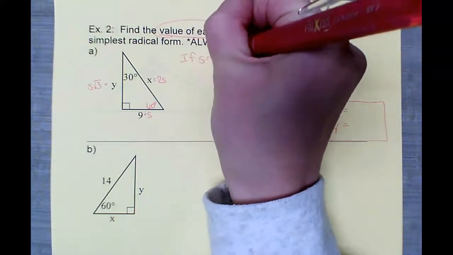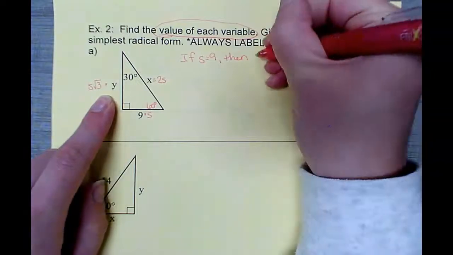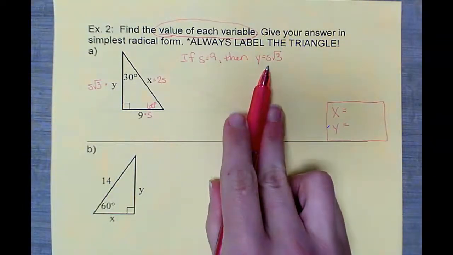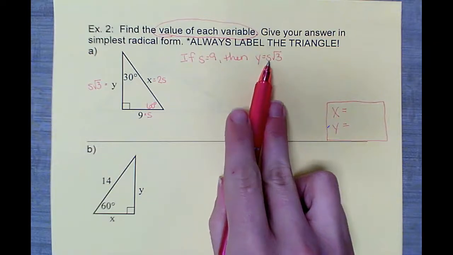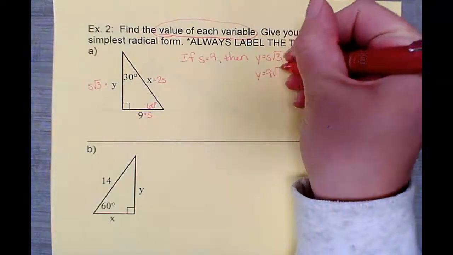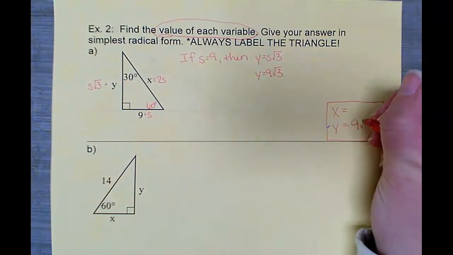If s equals 9, then let's talk about this. What can you do with 9 in this equation? Well, if s is equal to 9, you can substitute 9 for s. So y equals 9 square roots of 3. That is as simplified as it gets, so we can go ahead and write our answer.